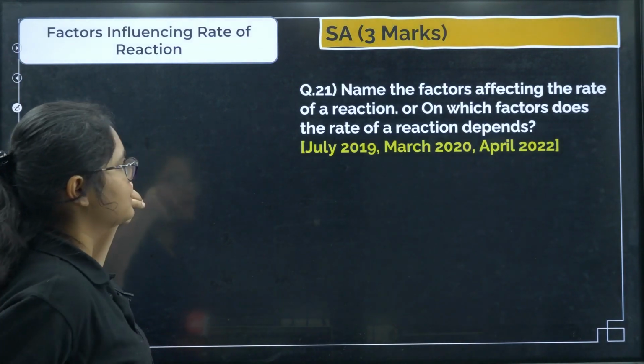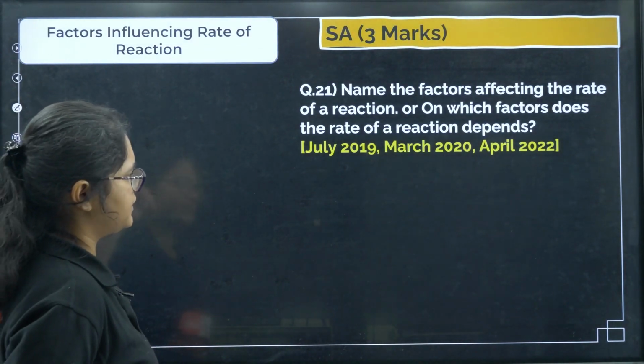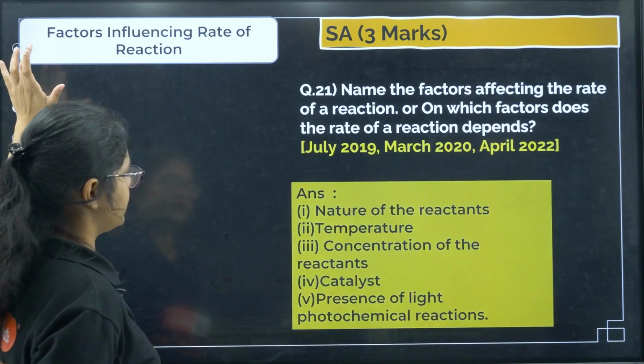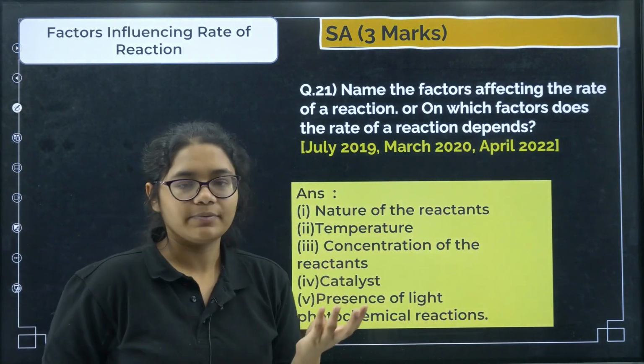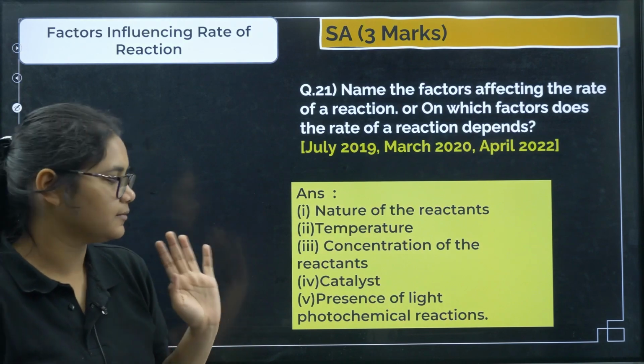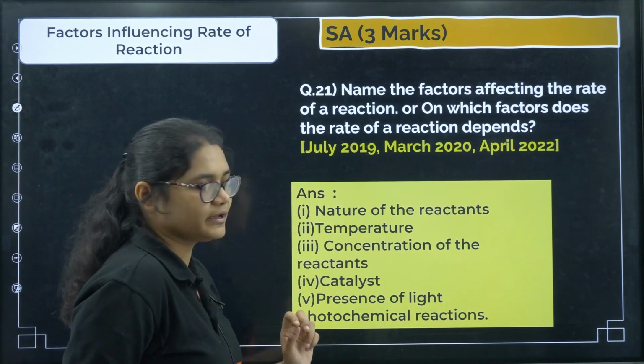Next, name the factors on which the rate of a reaction depends. I think this we have already discussed. Okay, no, solubility in that chapter we have discussed. Here, temperature, concentration, and catalyst are the most important things. Other factors you can see here.